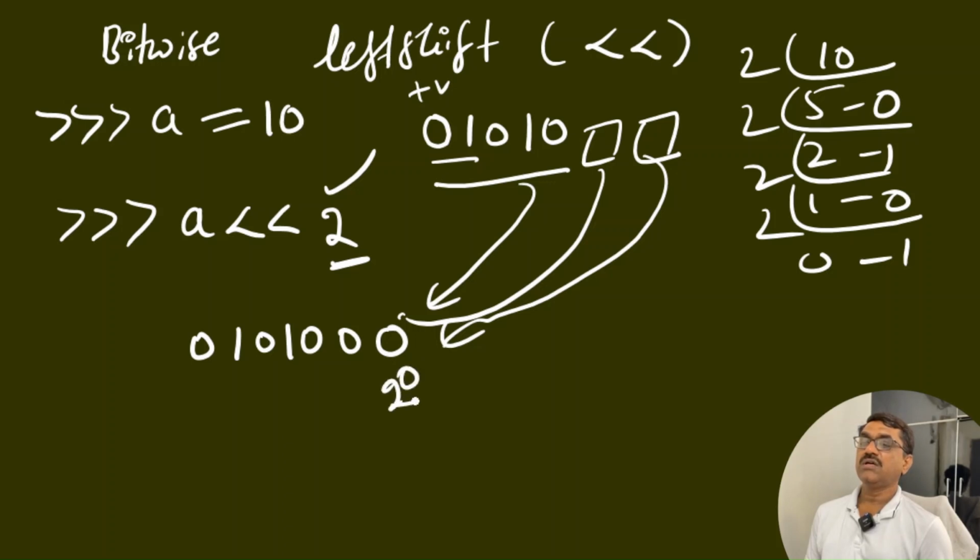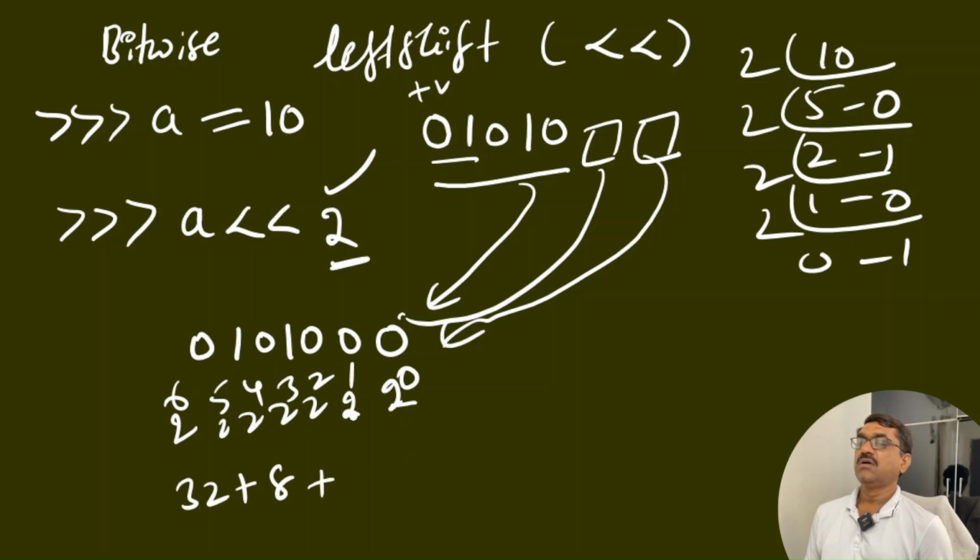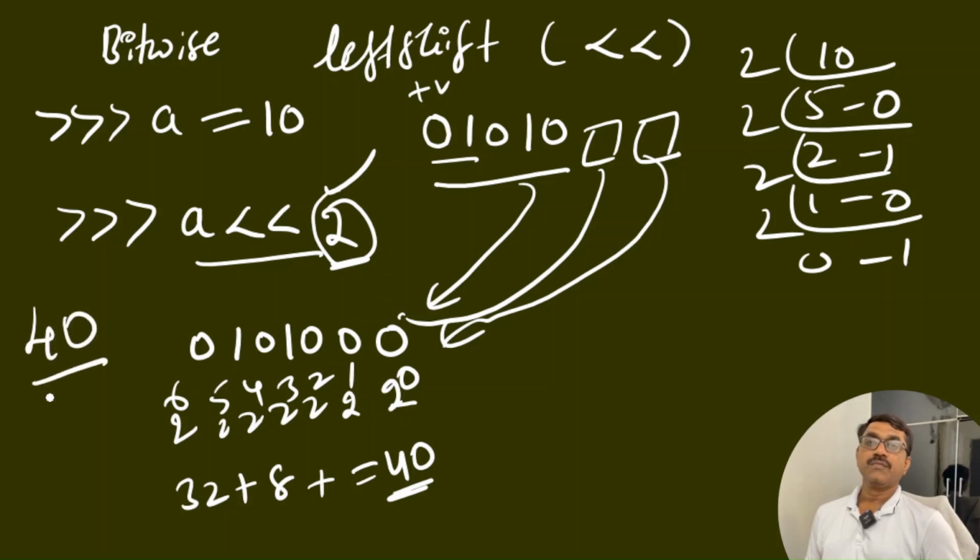Now you take the equivalent decimal value: 2 to the power of 0, 2 to the power of 1, 2 to the power of 2, 3, 4, 5, and 6. I'm going to take only the values whose bit positions are 1. This is 32 into 1, 32, plus this is 8, and all the others are 0, right? The value we are going to get is 40. So after performing this left shift operation with the number of bits shifted being 2, we get the result 40. This is the way of calculating the result.